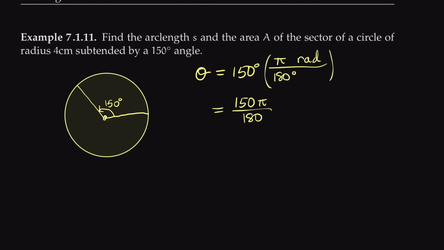And those are both divisible by 10, so we could put this as 15 pi over 18. Actually, they're both divisible by 3 as well, so we'll get 5 pi over 6, and then that's reduced. And now what we can do is put that into our two formulas.